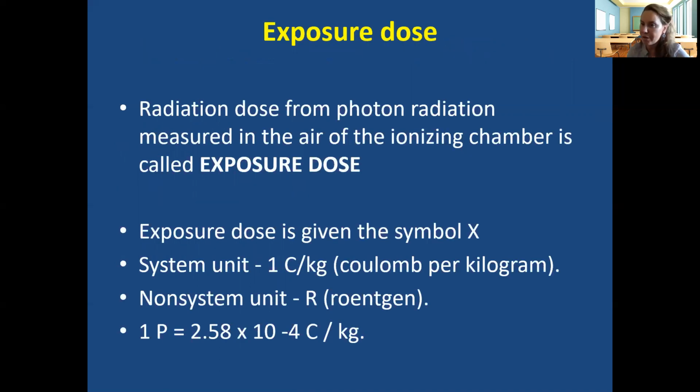What it means, each of them, now we talk. The exposure dose: radiation dose from photon radiation measured in the air of the ionizing chamber is called exposure dose. Exposure dose is given with the symbol X, system unit 1 coulomb per kilogram, non-system unit is Roentgen. So, what it means one more time, you look at the slide and try to understand what exposure dose means.